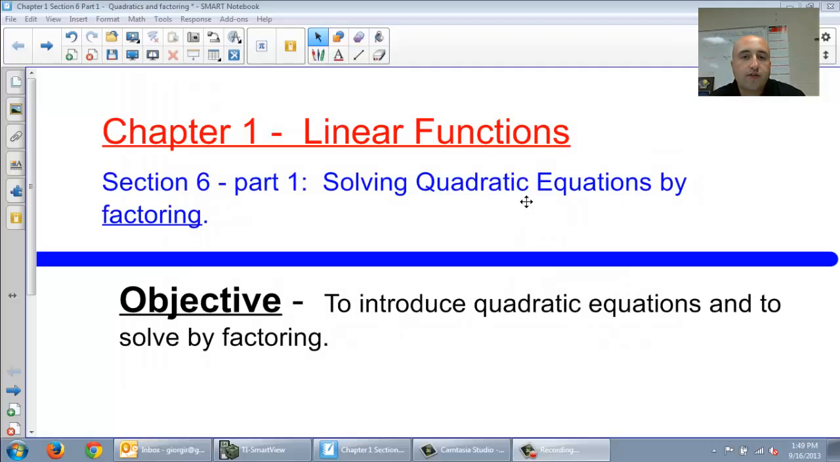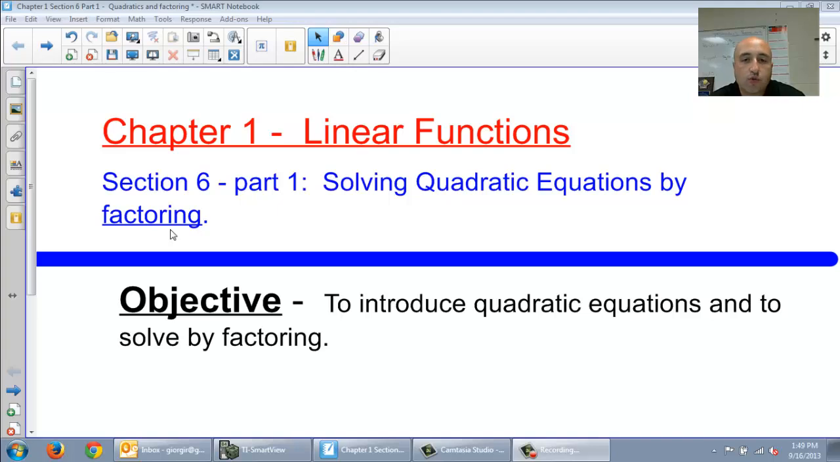All right, so good evening. We are still on Chapter 1. This is Section 6 now. We finished Section 5. We are now moving to Section 6. Section 6 will actually have 3 parts. This is Part 1, and the title of the section is Solving Quadratic Equations by Factoring.